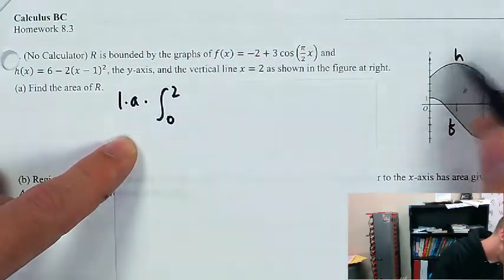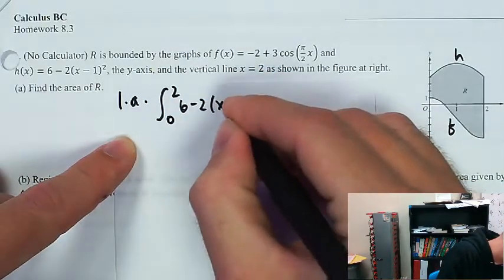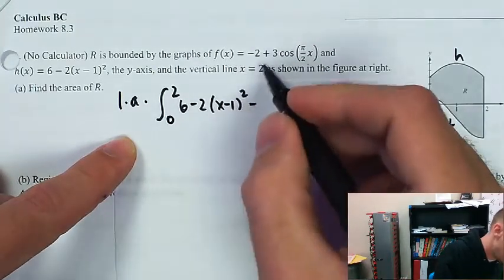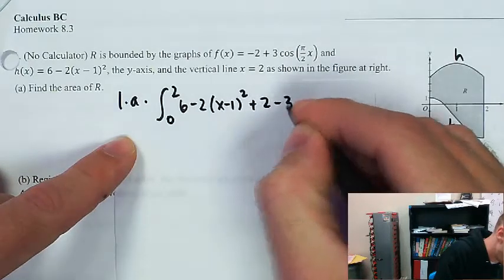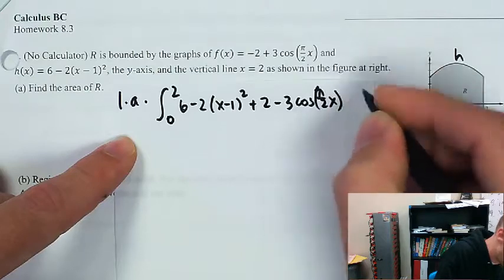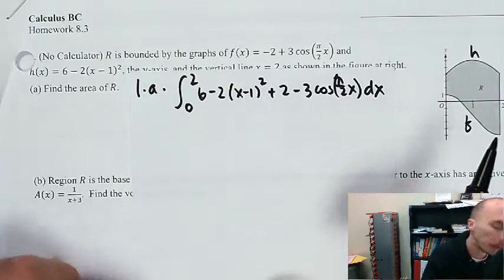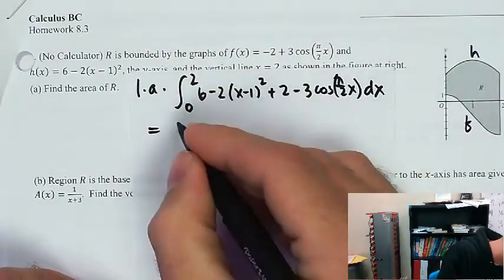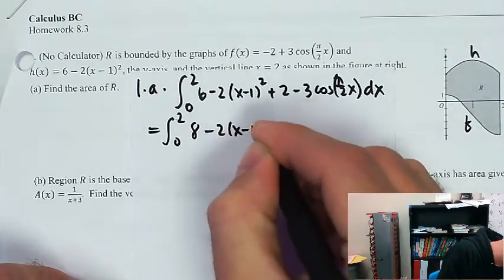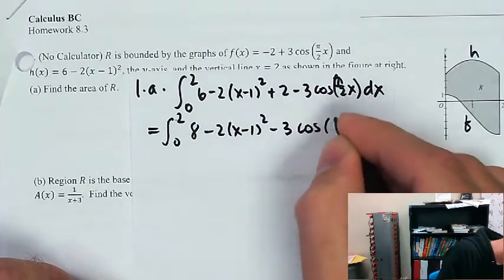Okay, top is h, minus f, well, that'll end up being plus 2 minus 3 of these cosines. Okay, and this is no calculator, so we should be able to do this one by hand. So I'm going to combine those. So it'll be 8, negative 2, x minus 1 squareds, and negative 3 cosine of pi over 2x's.